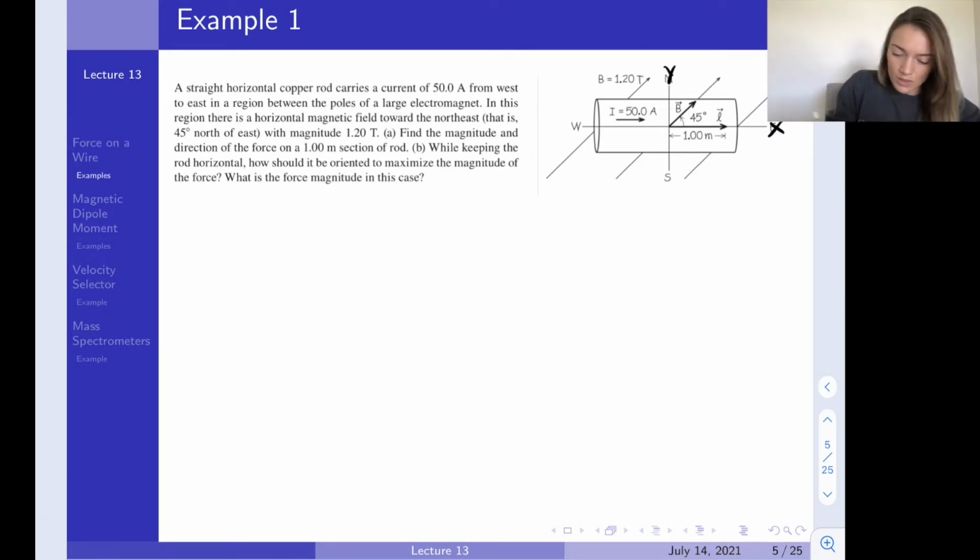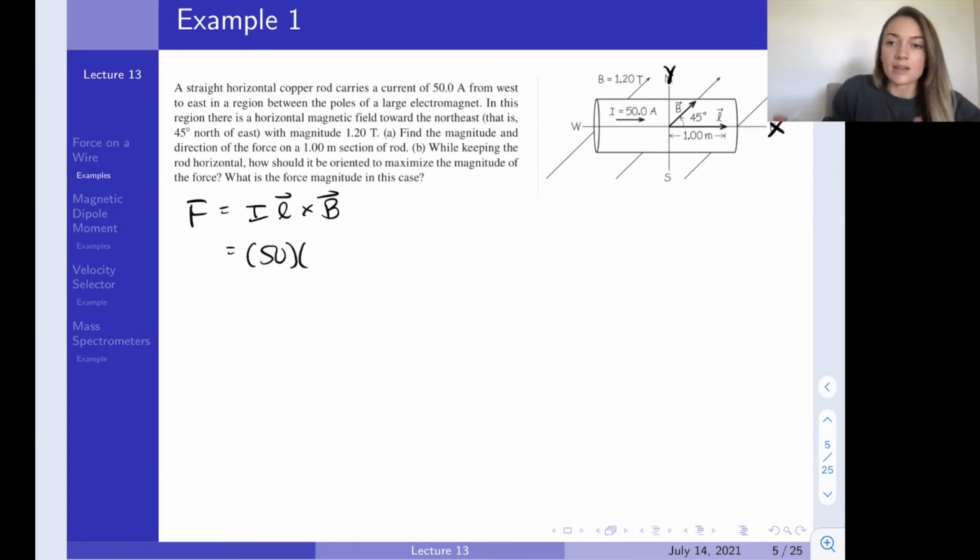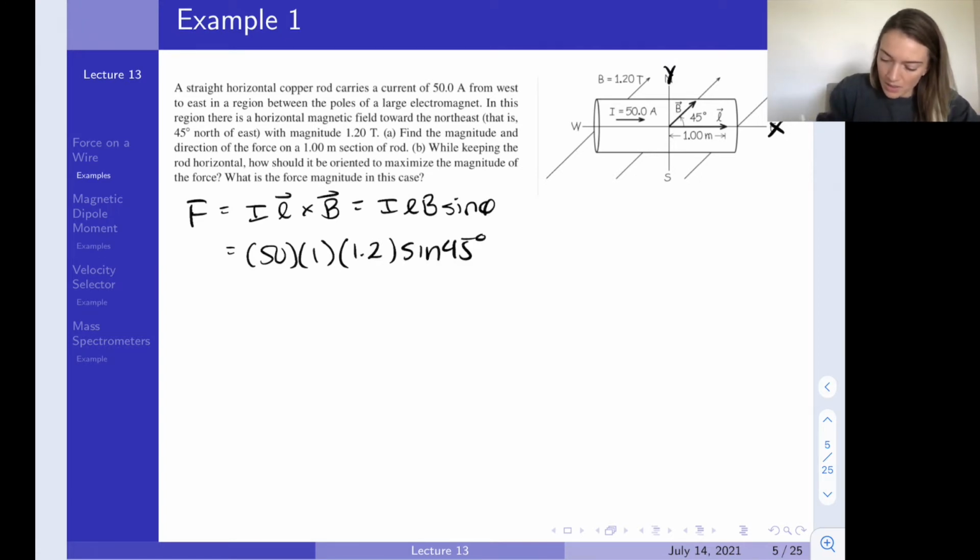So we'll write F is equal to IL cross B. The current is just 50 amps. The length they said was 1 meter, so we just plug in 1. And now our magnetic field, so we can rewrite this as ILB sine of the angle between the current and the magnetic field, since it's a cross product here. So we'll just write B is 1.2 Tesla, and then sine of 45 degrees. So that's going to be square root 2 over 2. You can plug all this into your calculator, and we get 42.4 newtons is our magnitude.